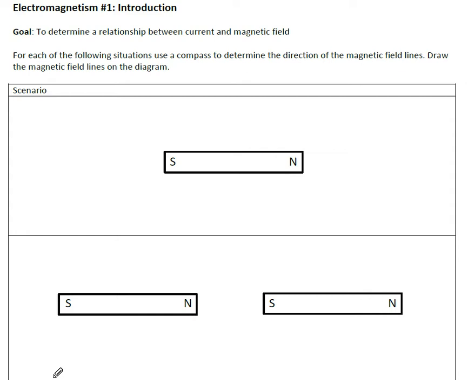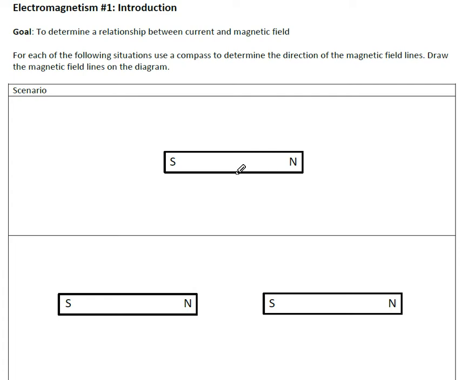Now, calculations in this are quite simple, but what makes this topic challenging is really understanding what is going on. So we'll start with this day one stuff, making sure we understand what a magnetic field is. So here's our first one. Let's imagine we have a bar magnet. We've all seen this before.